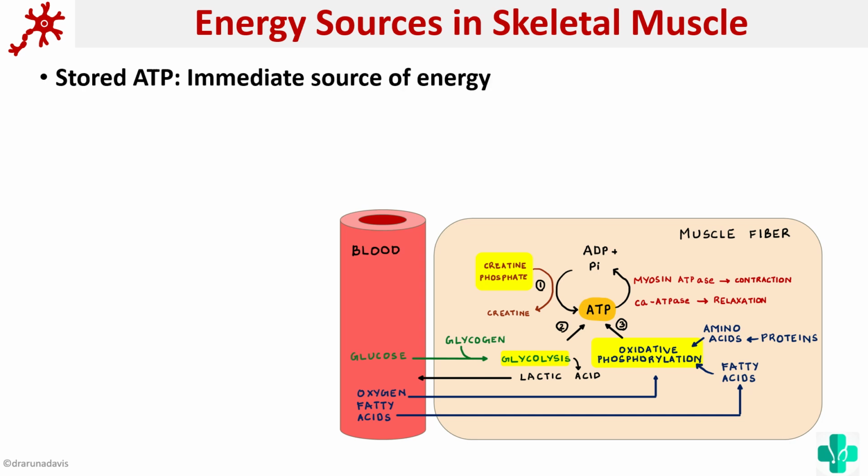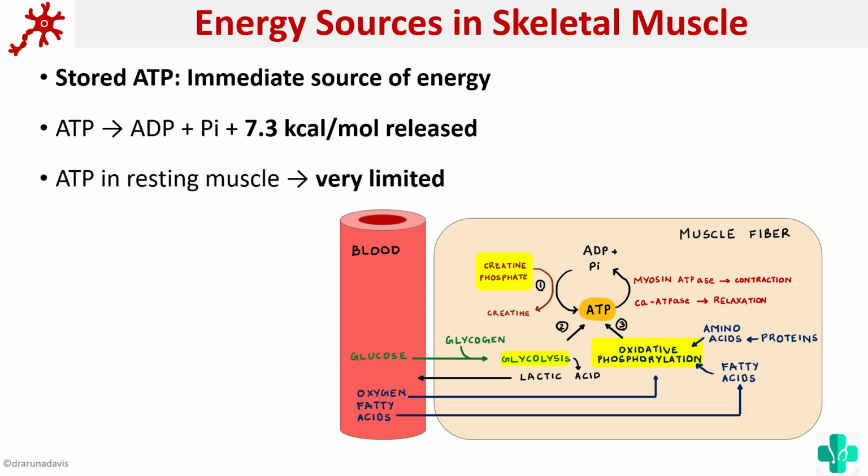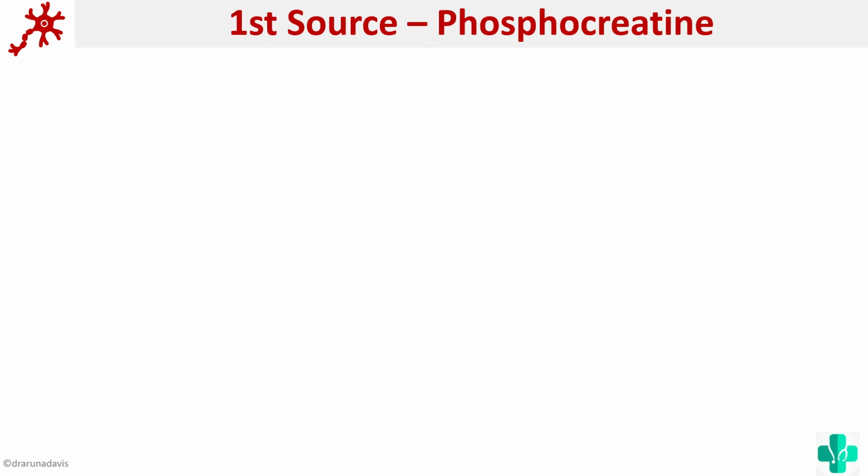So as I said, the immediate source of energy is stored ATP. ATP will be converted to ADP and phosphate, and it will release approximately 7.3 kilocalorie per mole. But the problem is the stored ATP in a resting muscle is usually very limited and it will last only for 2 to 3 seconds. So that is why we have the first source, which is the phosphocreatine.